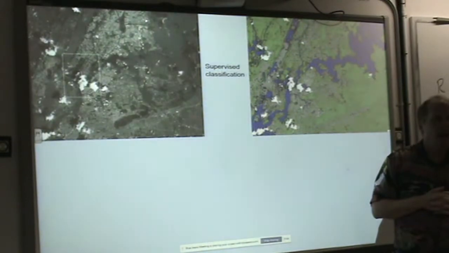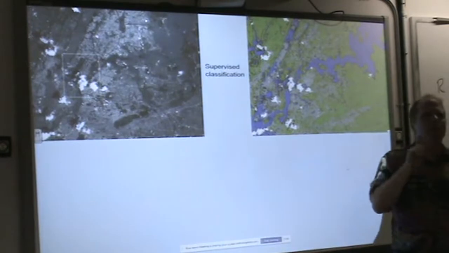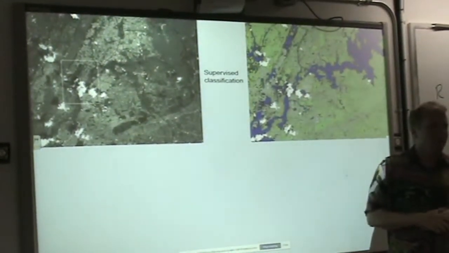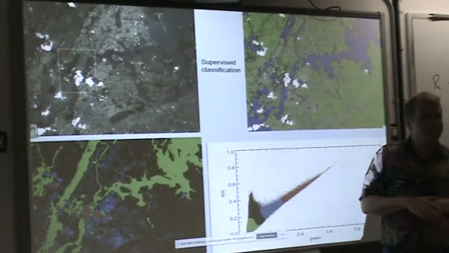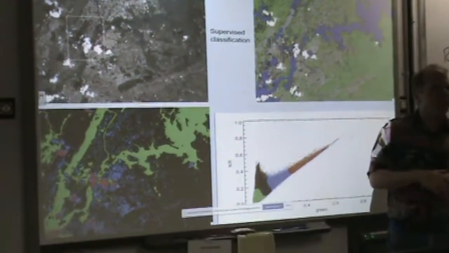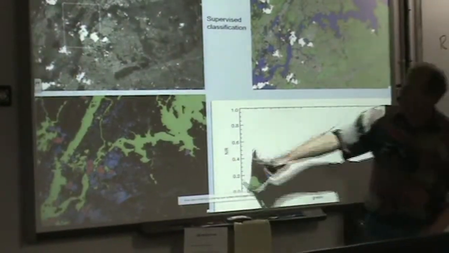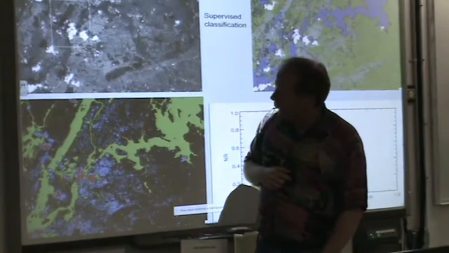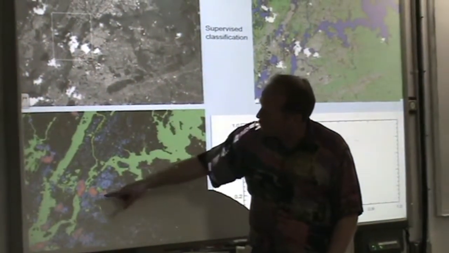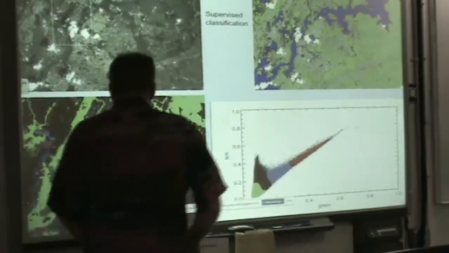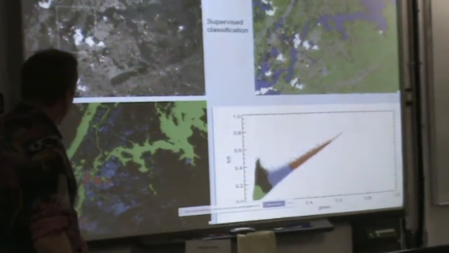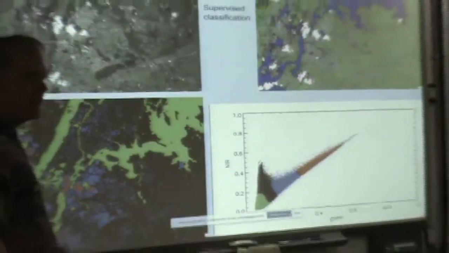Or I can just tell the computer, okay, I want water, vegetation, buildings, and clouds. I want four clusters, you go do it. It doesn't know what the clusters are going to be, so these are random colors here. But look at how well it did. The green is the water here, and the blues are the buildings. Red is the cloud, black is vegetation. So, it actually did a pretty good job.